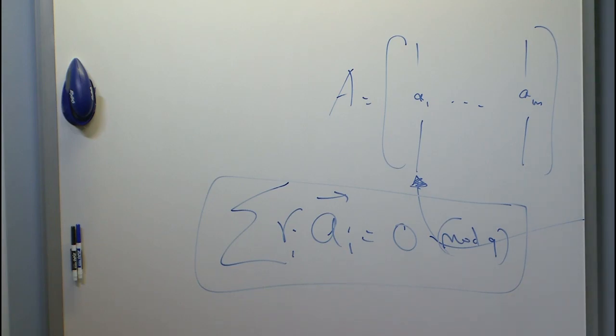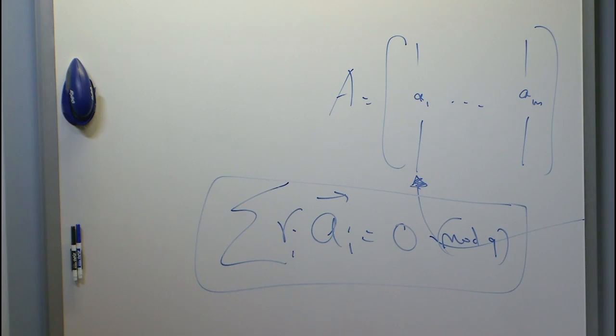Now the question is, what good is it? I'm supposed to find a short vector in my original lattice. The question is, how do I do it? Two minutes, and I'll let you off. This is really the most important part.